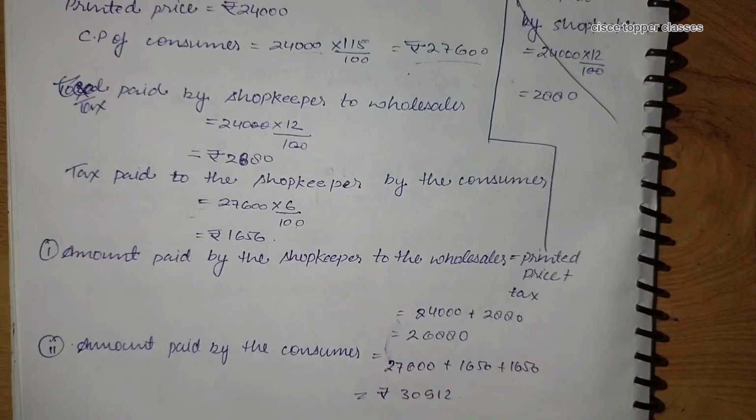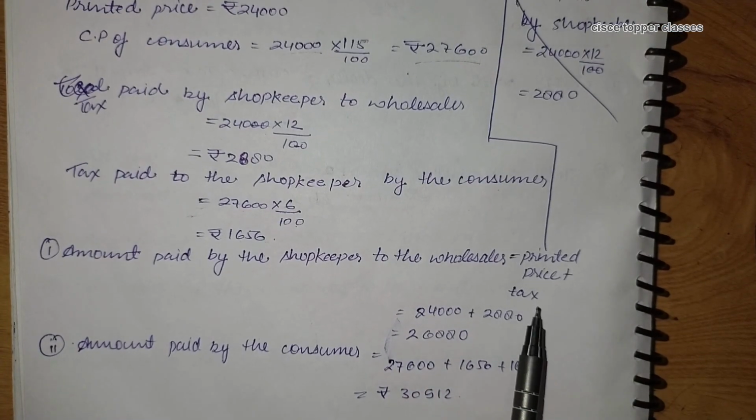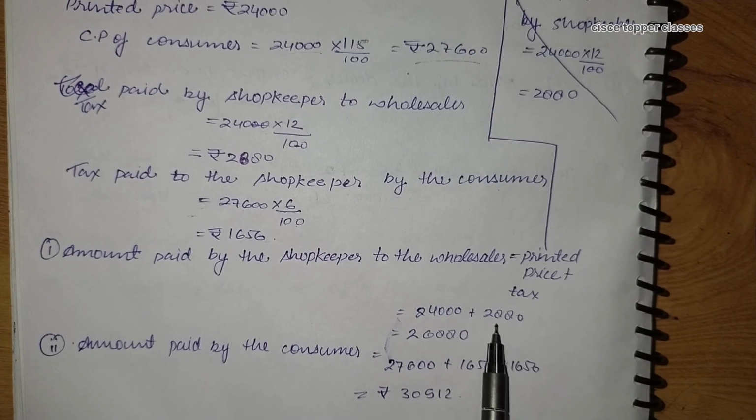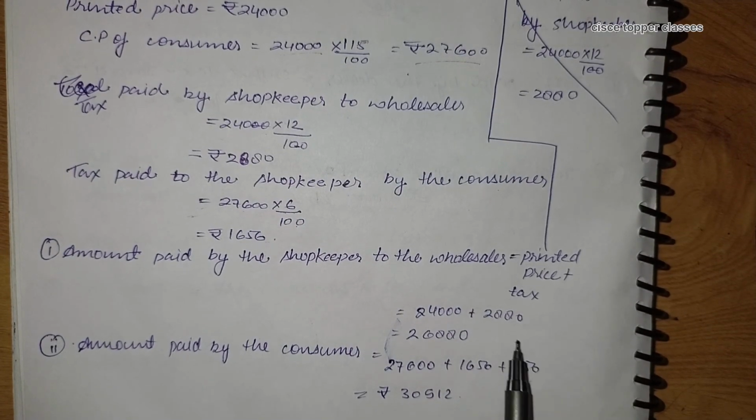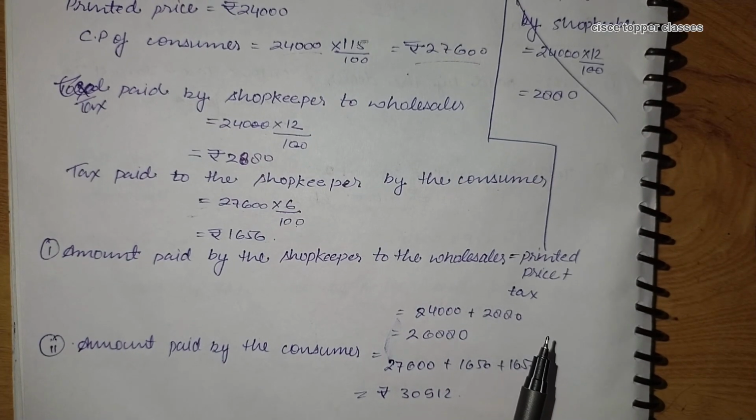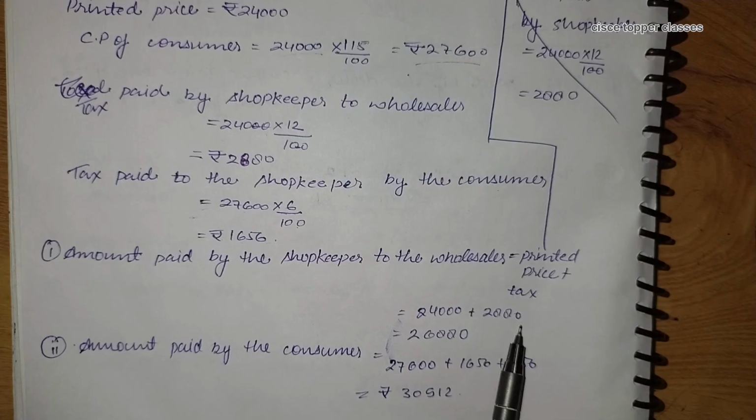So the first part asks for the price inclusive of tax under GST at which the shopkeeper bought the article. This will be the printed price plus tax. So 24,000 is the printed price and the tax here will be 2880. Because here we have interstate, hence we have IGST as 2880.